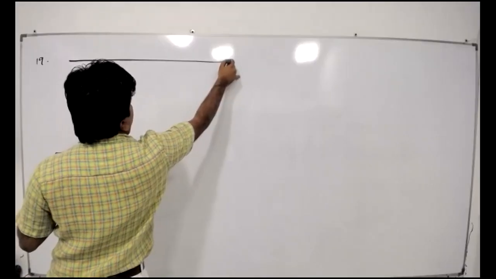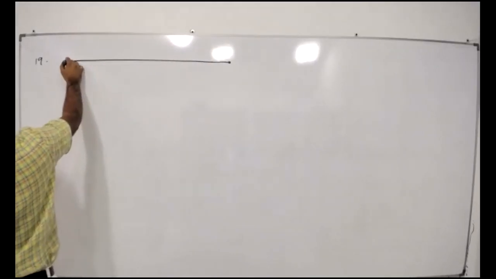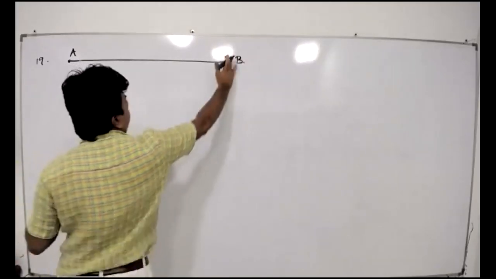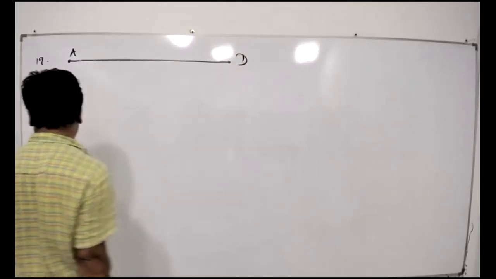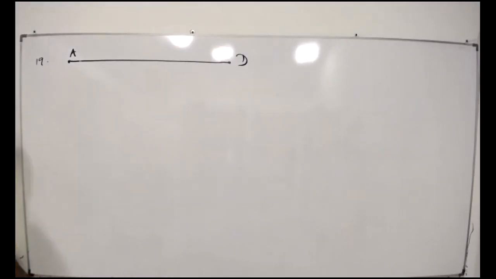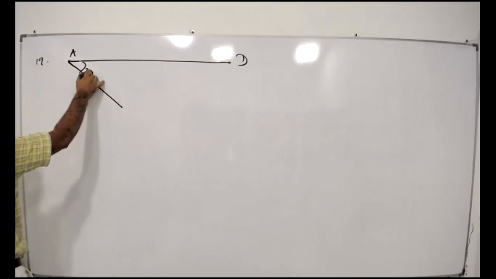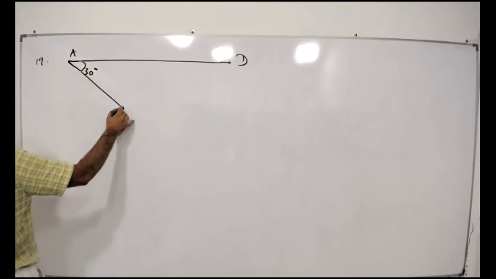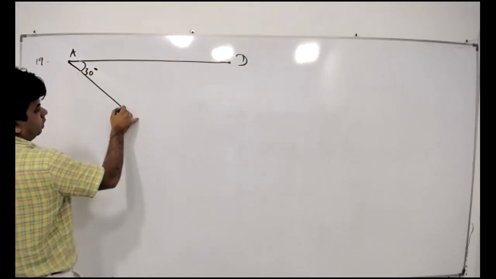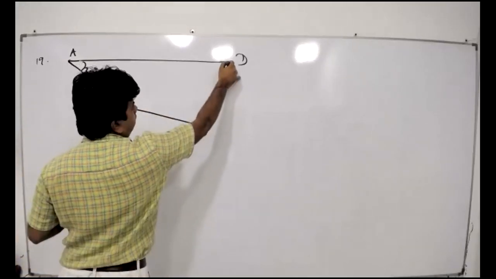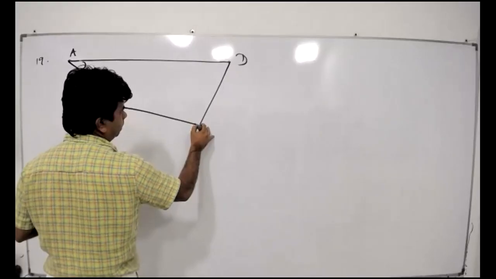Now, actually, this is not the string. A and B are the two endpoints, A and B. Now, it says the part AB, like this, 30 degrees. And I don't know actually for the angle, I will just take like this and the other part like this.